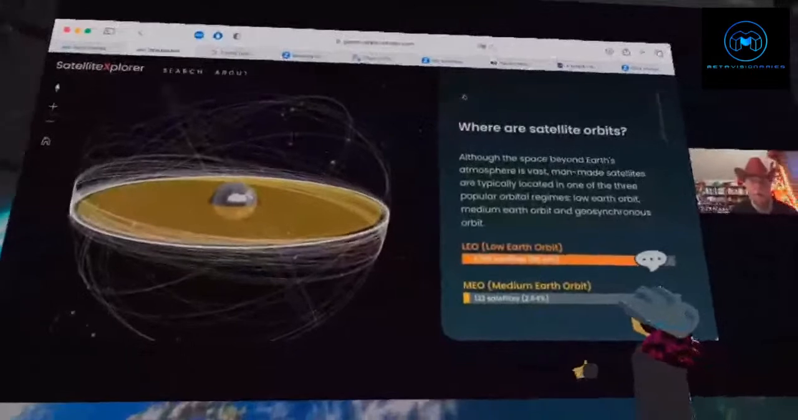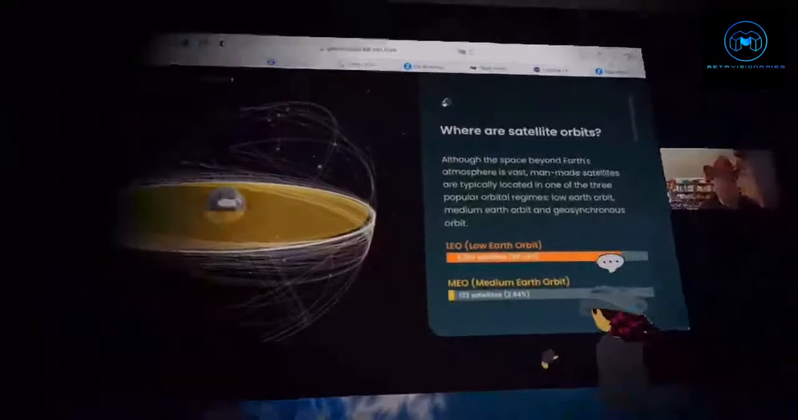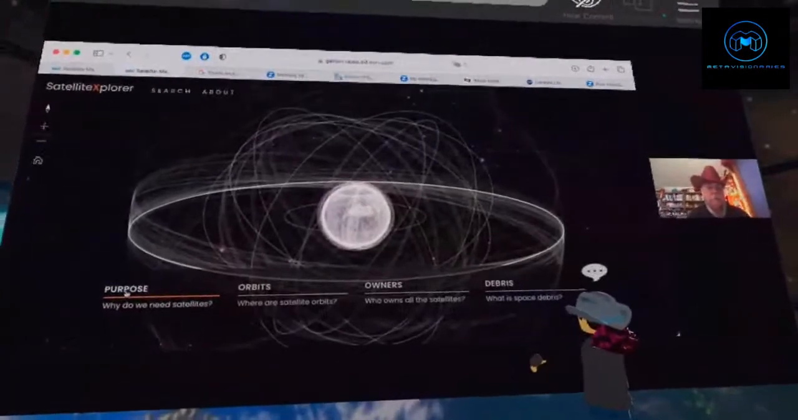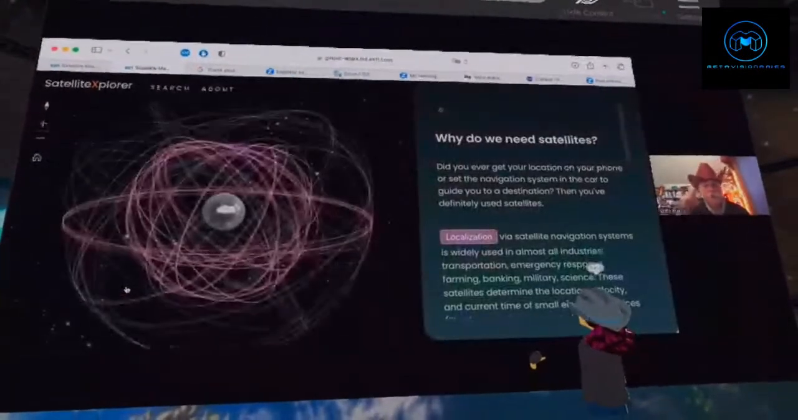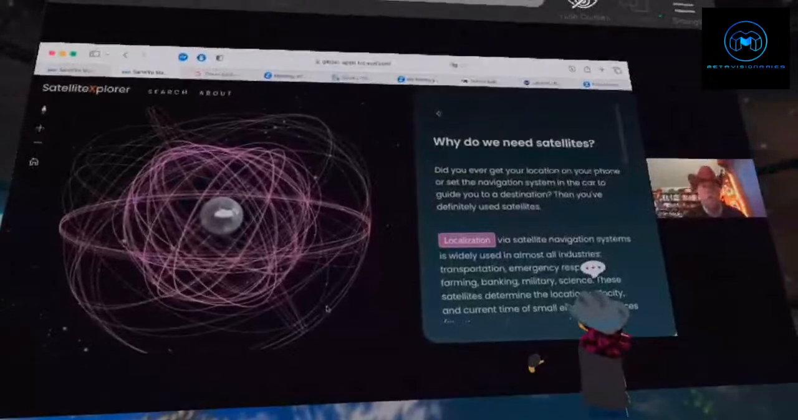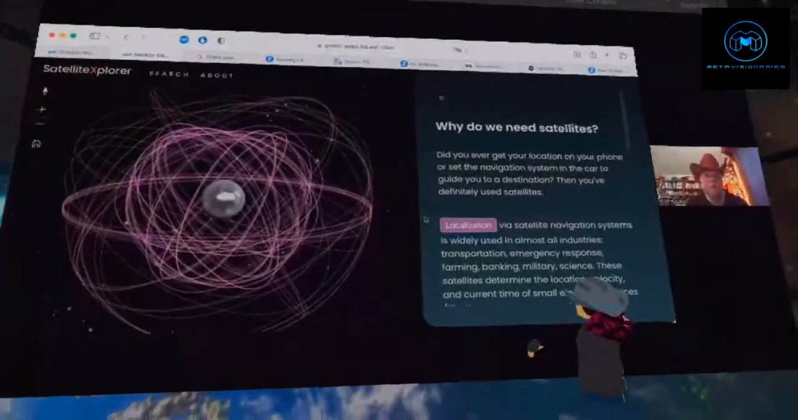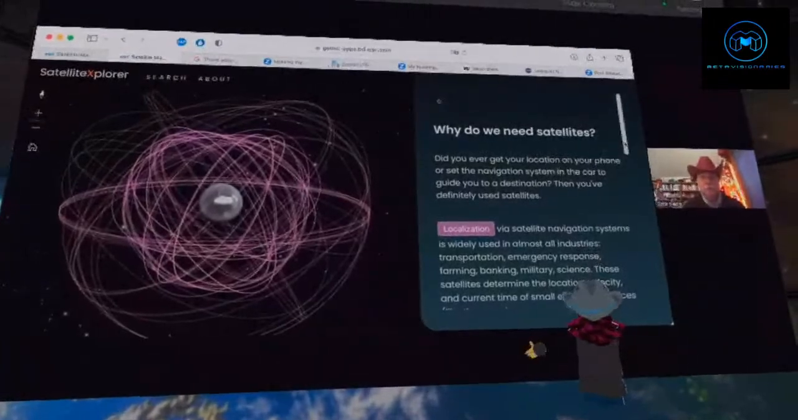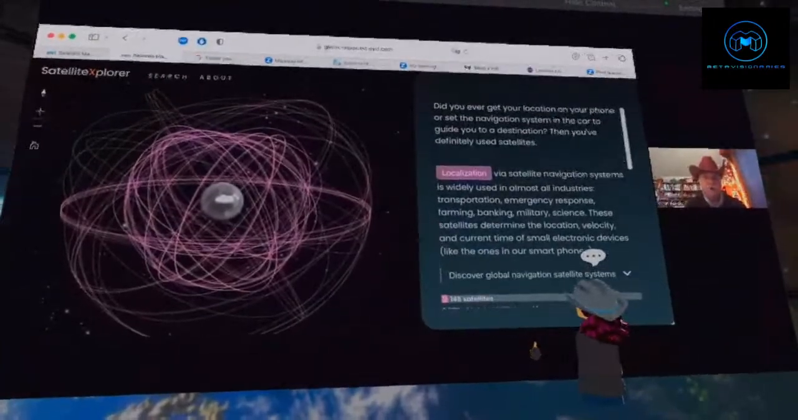And you can go back by clicking on this little return arrow here. But what I want to do is show you this section about purpose. And what this does is it shows us the primary purposes that we have for all of these satellites.